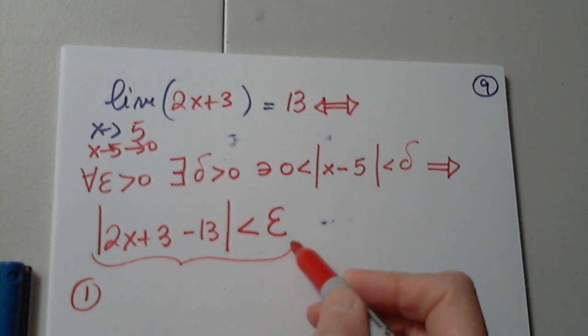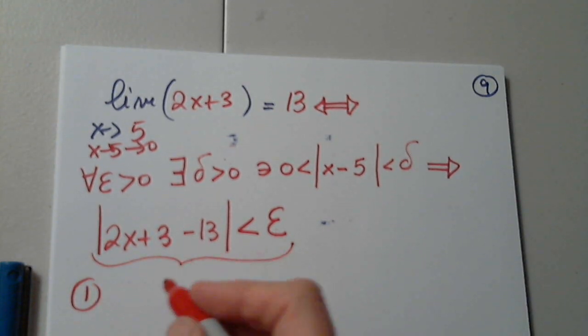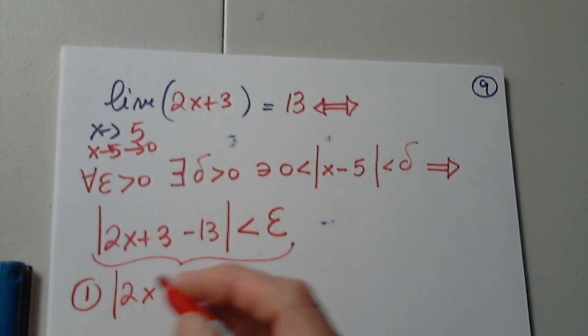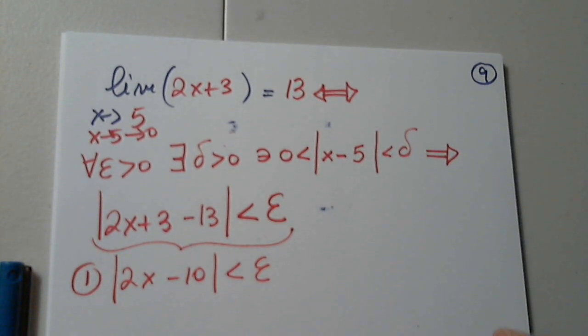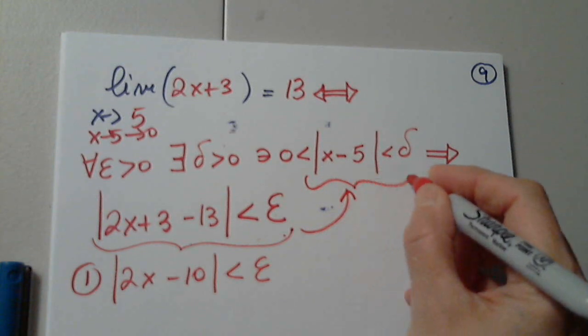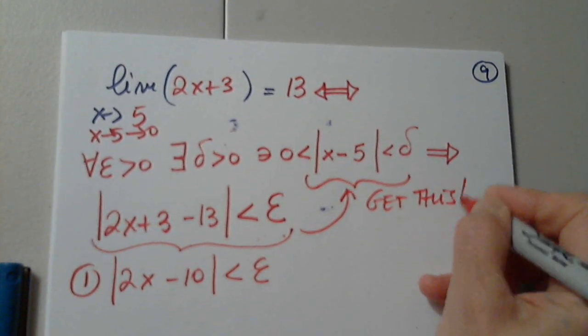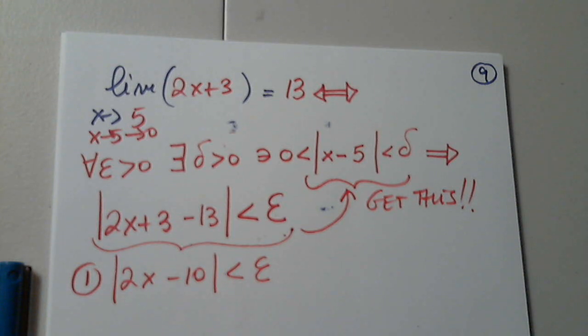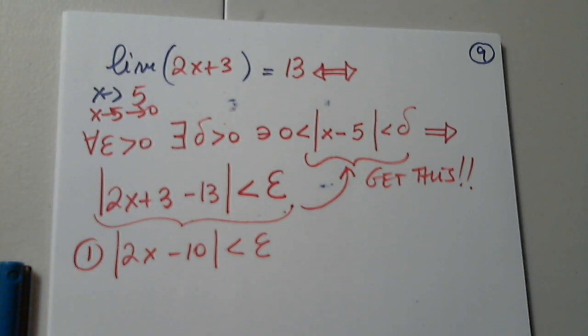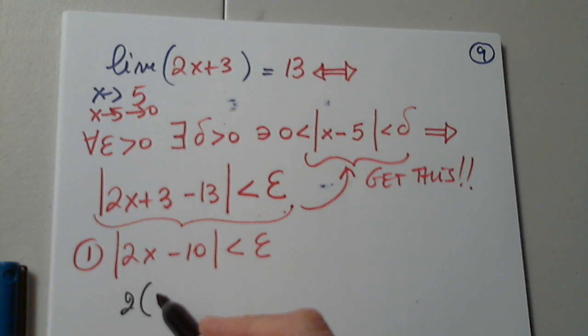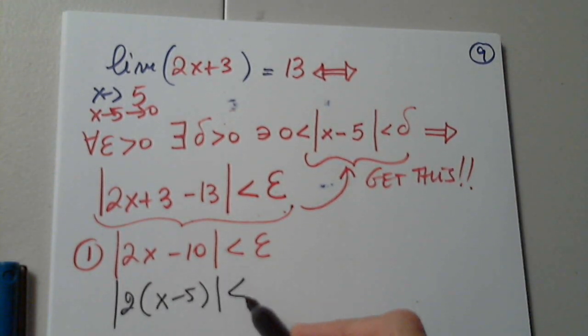We always start here. Combine like terms. 2x minus 10 in absolute value less than epsilon. I start here and I want to get this. Get this somehow. What would you say I should do in parentheses, in absolute value? That's why factor and simplify should always be on your mind before you do anything else. So what can I do inside the absolute value? You can make it 2 times x minus 5. Brilliant. Thank you very much.